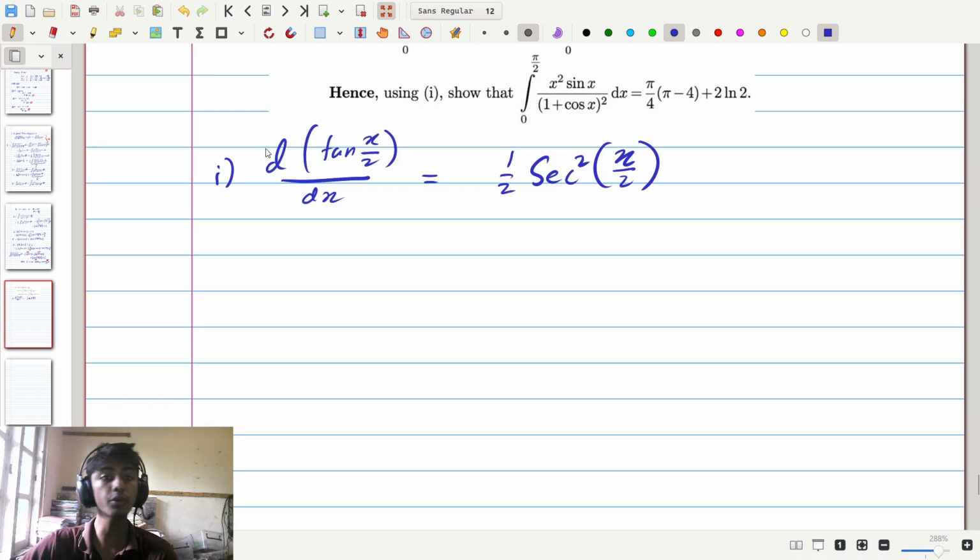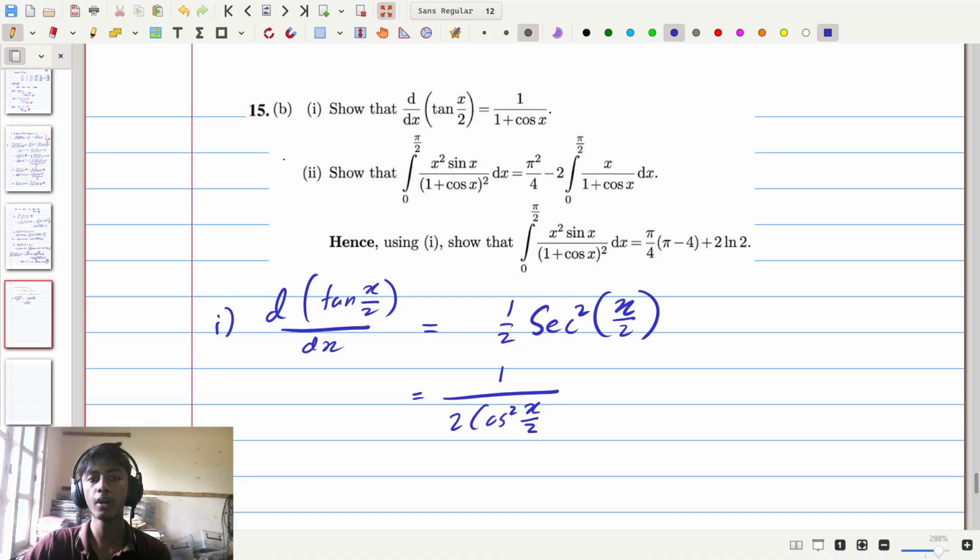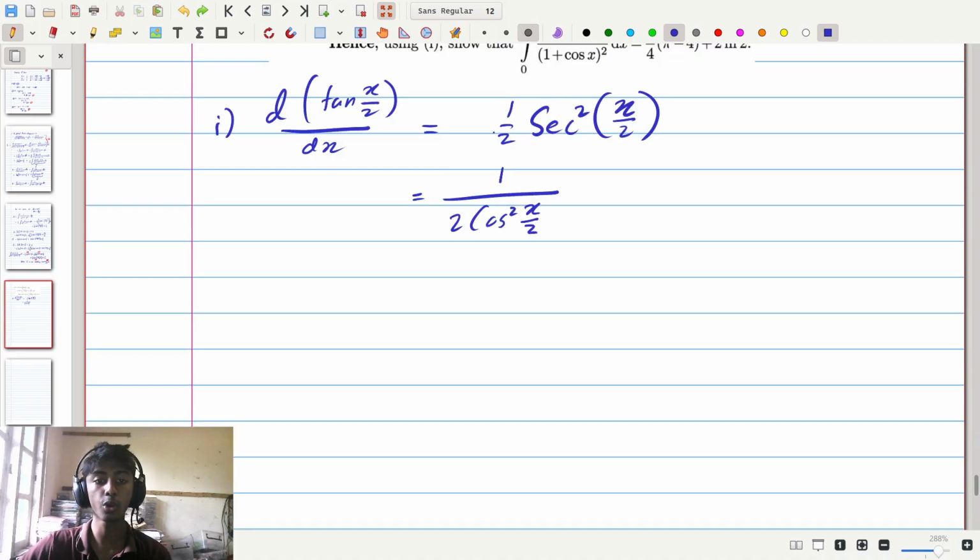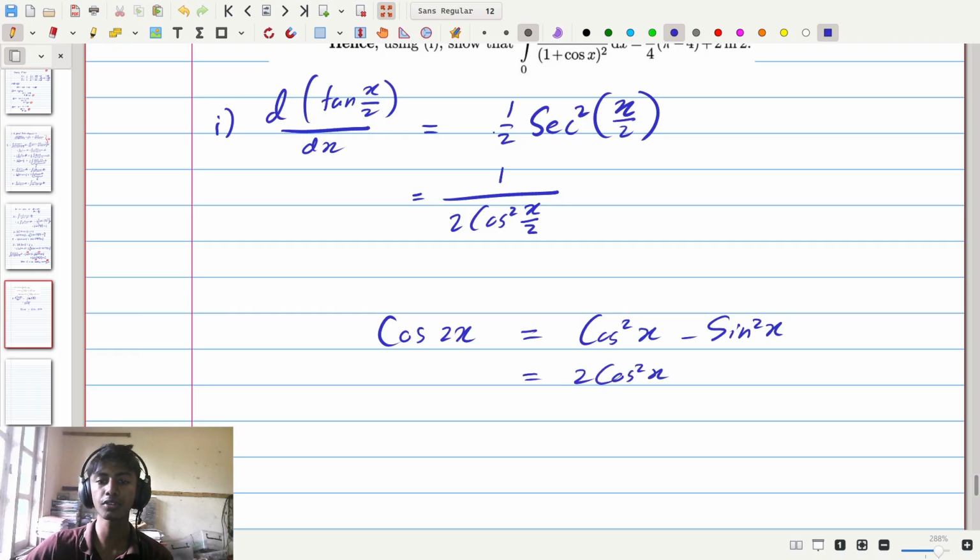Now since secant is equal to 1 over cosine, we can replace this as 1 over 2 times 1 over cosine squared of x over 2, or we can write it as a single fraction as 1 divided by 2 times cosine squared of x over 2. Now to turn this into the expression that they want, which is 1 over 1 plus cosine of x, we use the double angle identity. The double angle identity says the cosine of 2x is equal to either cosine squared of x minus sine squared of x, or 2 times cosine squared of x minus 1, or it's also equal to 1 minus 2 sine squared of x.